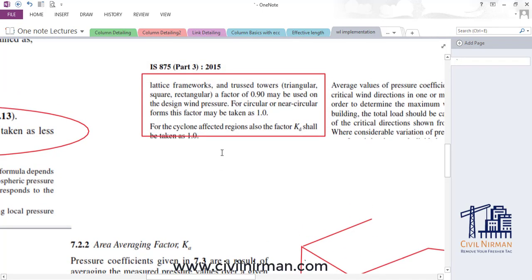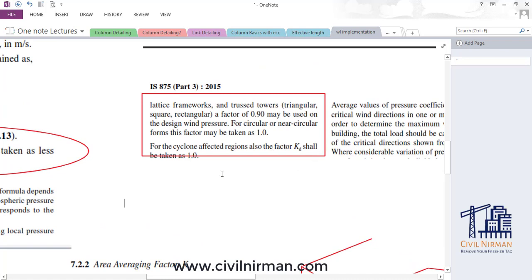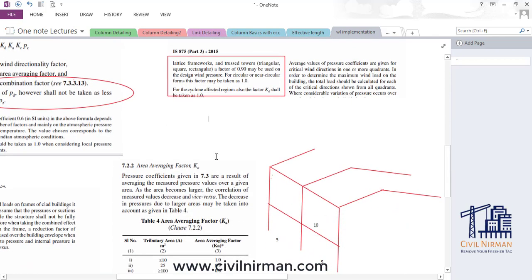And for the cyclone affected regions, the factor KD shall be taken as 1. Cyclone affected regions means all the structural configurations or the areas which are located near the sea area. So for that, your KD value will be 1. Otherwise, for the nominal structural configuration, you can take KD value as 0.9.